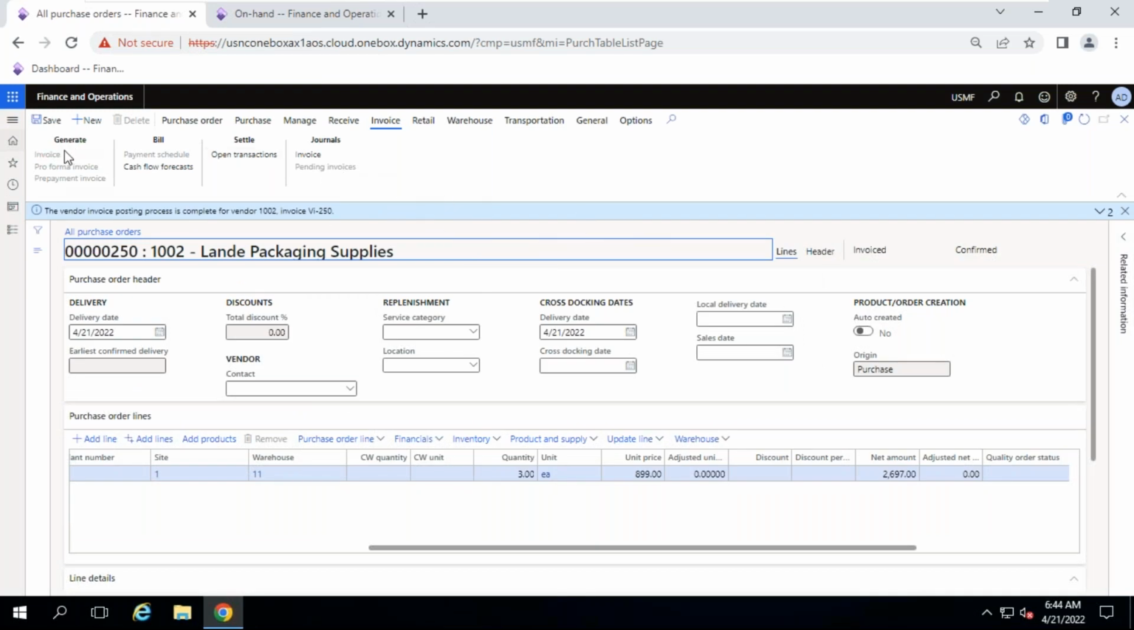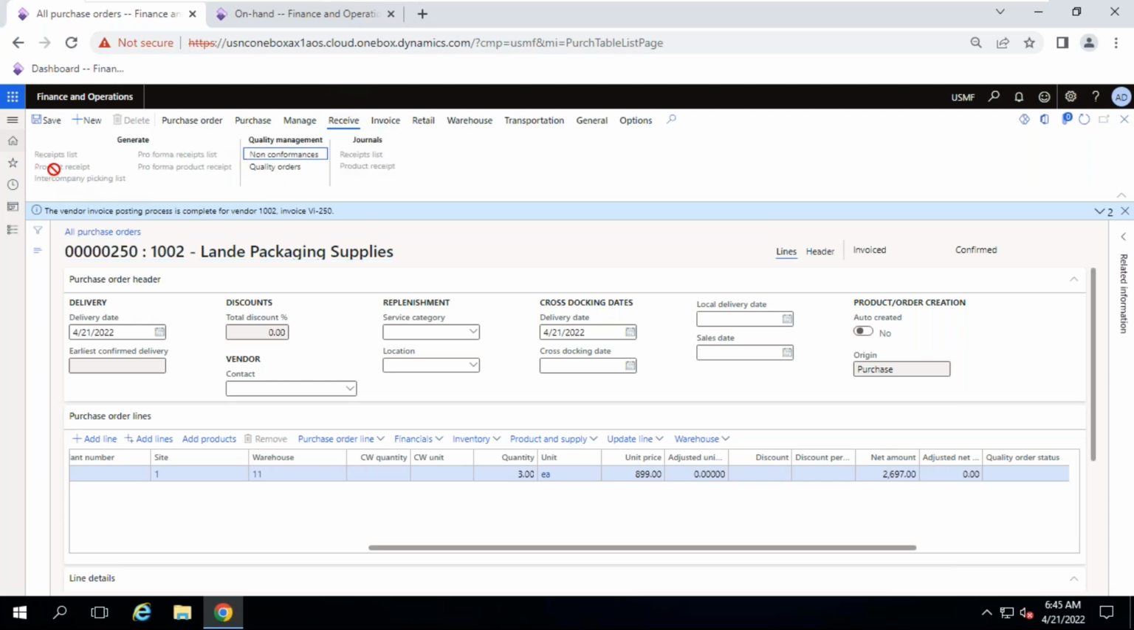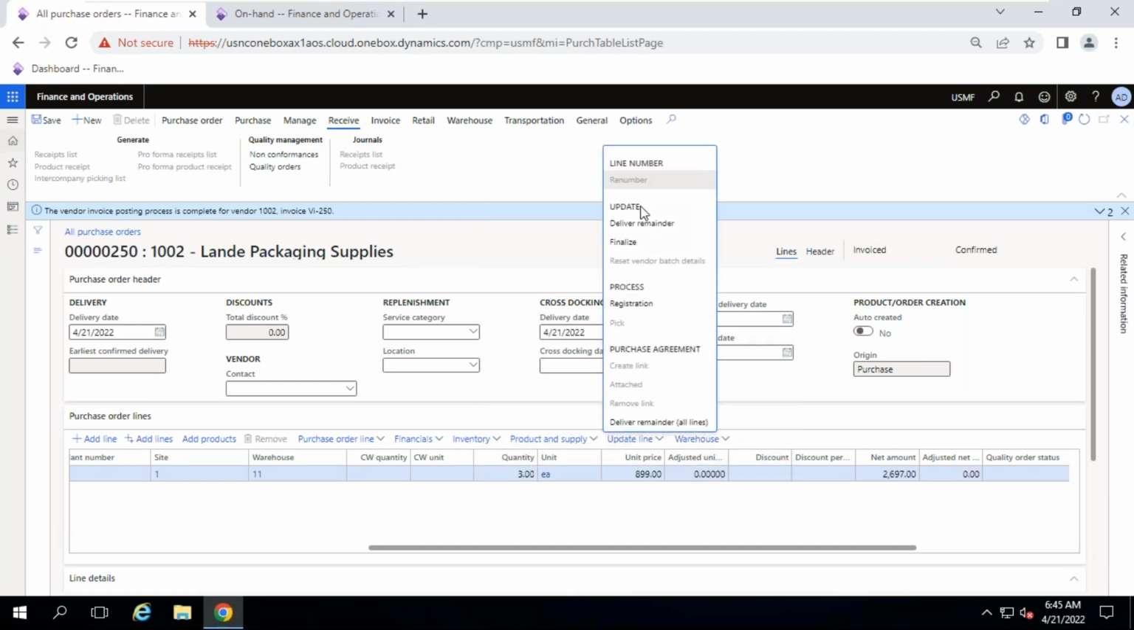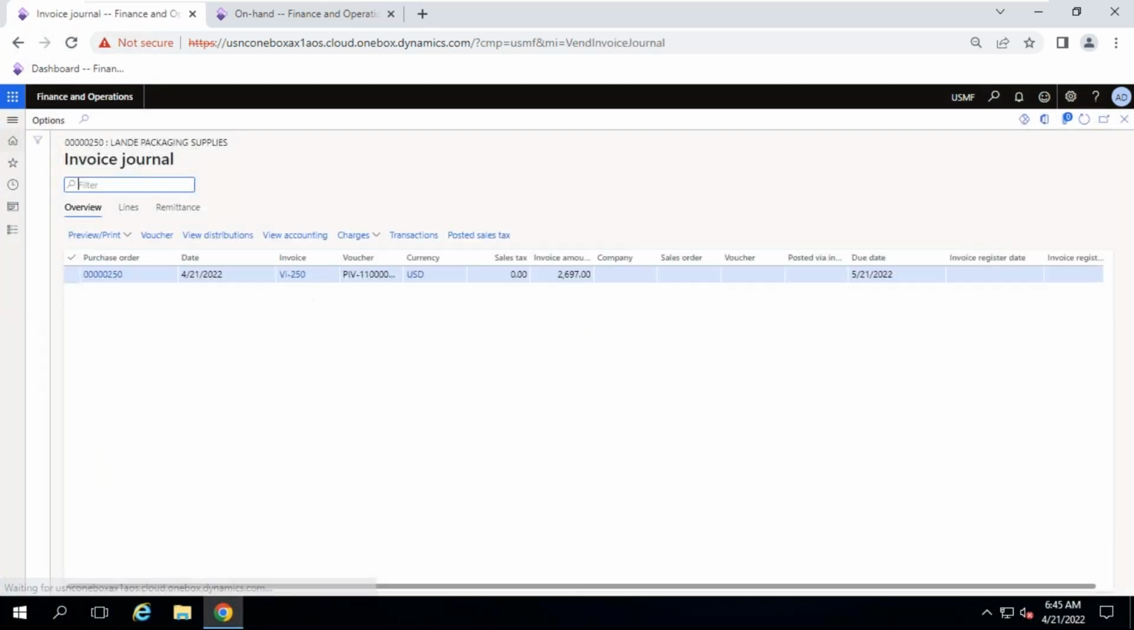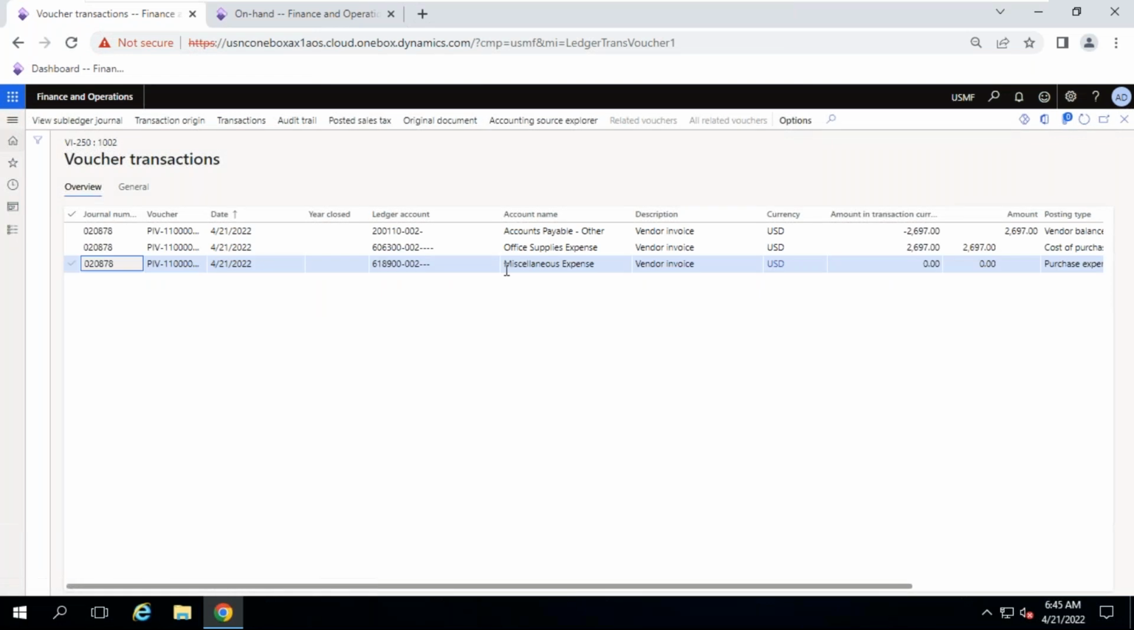Now this generate invoice button is disabled. Journals, invoice voucher is coming. If you want, you can verify that the product receipt button is disabled and registration is also disabled. You cannot do registration, of course, there is no use. Already it is updated, so the invoice is posted. If you verify the voucher, it is the financial part. The voucher will be verified by finance people.